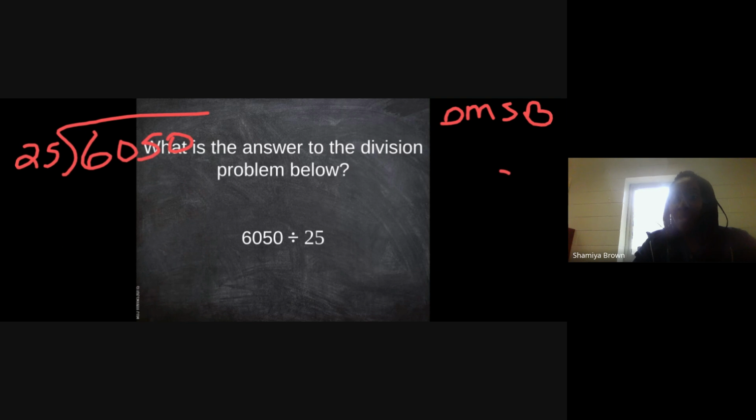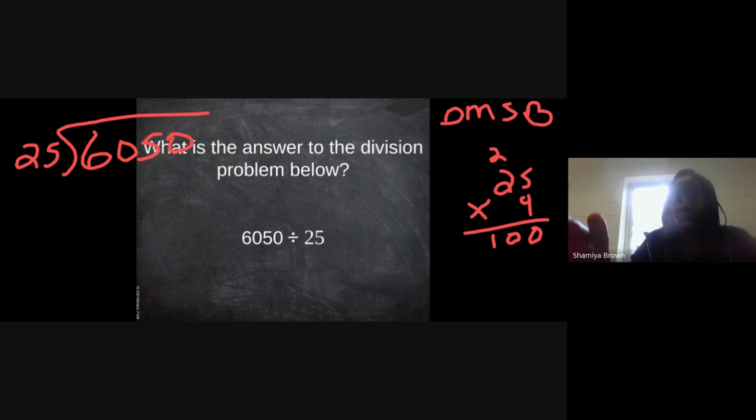So I got 25 times, what do y'all want to try? We can't try 10. We can't try a two-digit number. So let's try 4. So 25 times 4. I'm trying to get as close to 60 as I can without going over. So 5 times 4 is 20. I'll put my 0, carry my 2. 2 times 4 is 8, plus 2 is 10. So that gave me 100. So that's too much. It's over.